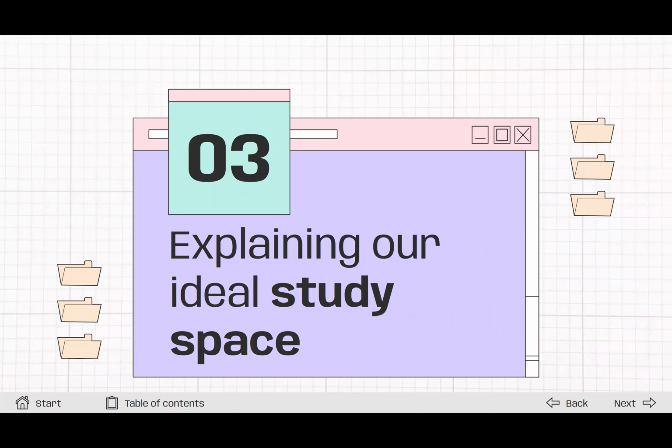So from the previous slide with our drawing, we wanted to break it down even more in Spanish with some blurbs of our own to explain again what we envision as our ideal study space for students.